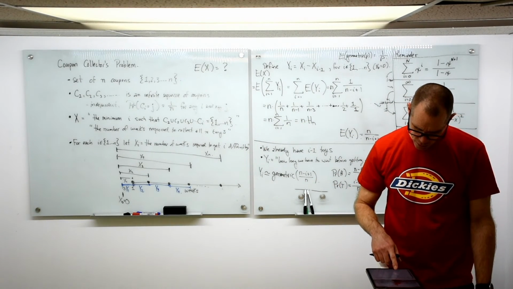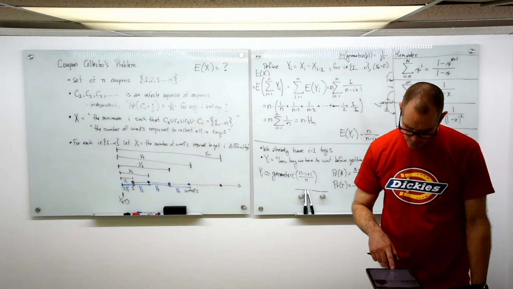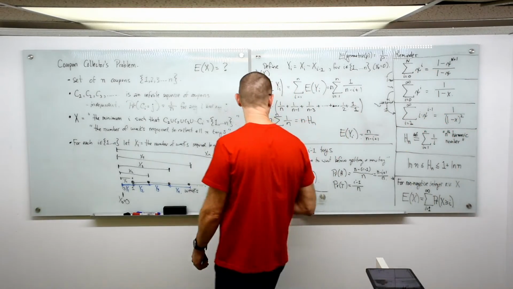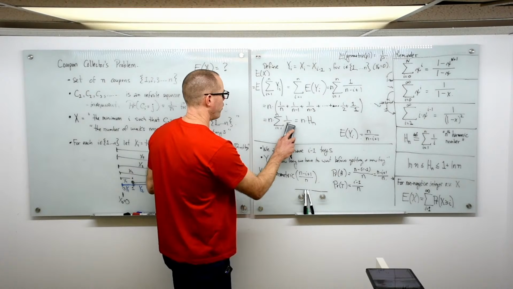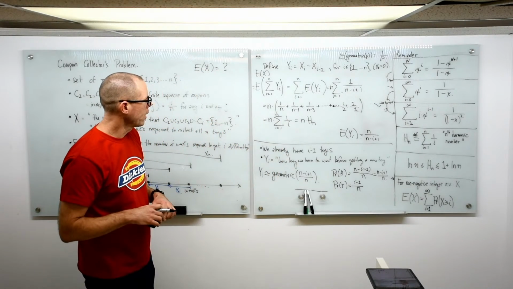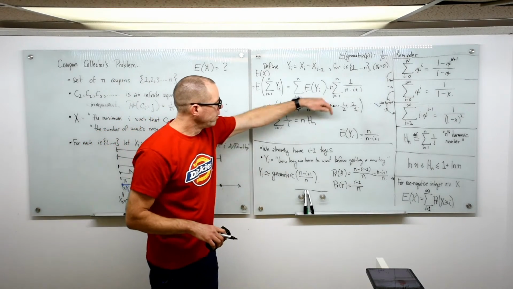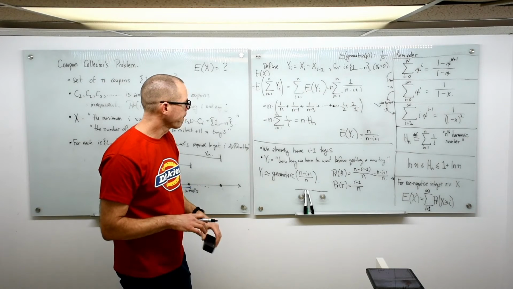Before n h n, is it 1 over n or 1 over something that's typeset as an I? Oh, you're right. This should be 1 over I. 1 over 1 plus 1 over 2 plus 1 over 3 and so on.